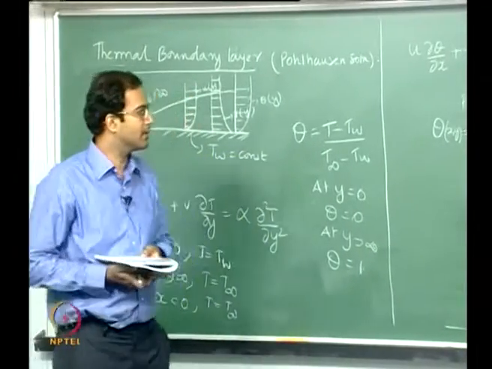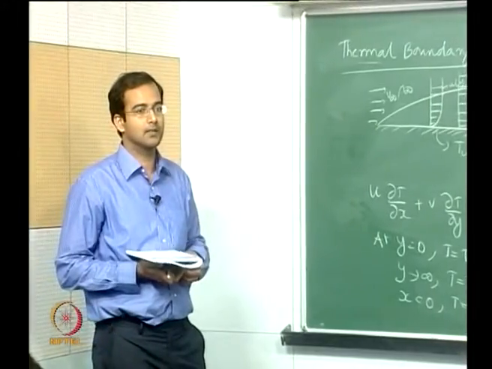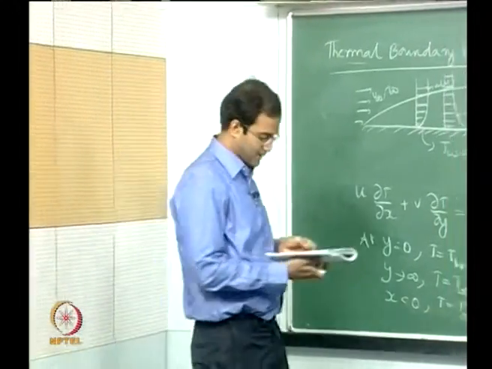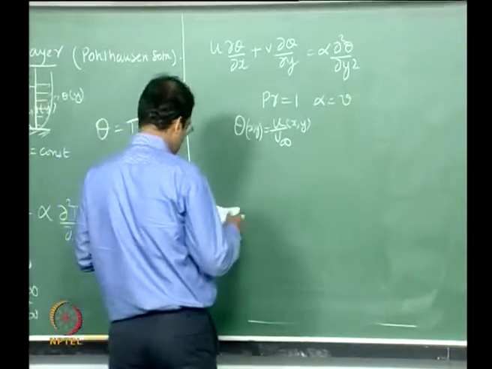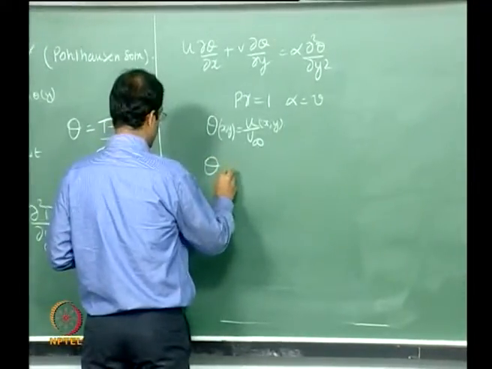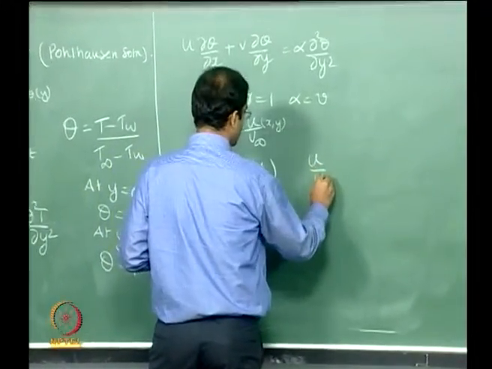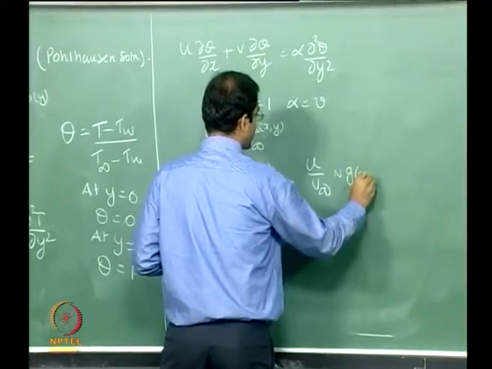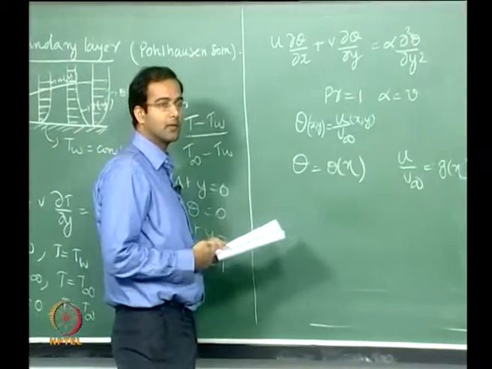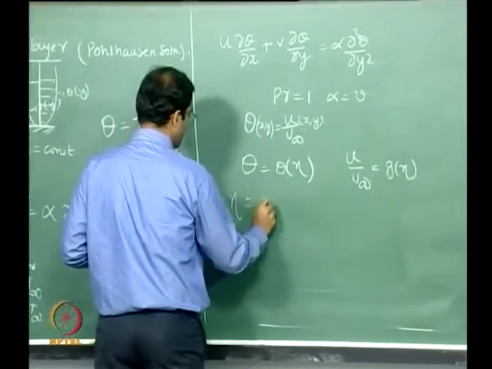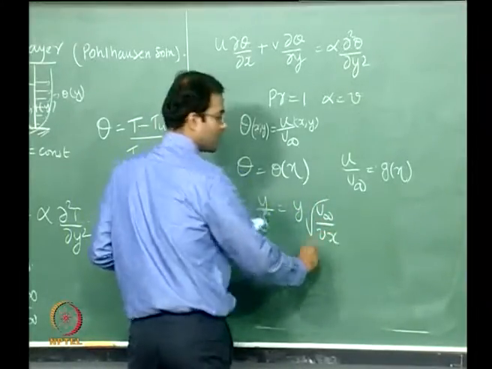However, he also guessed that for Prandtl number not equal to 1, we can still find some kind of a similarity solution. So what he did, as usual, was guess that theta is a function of eta, similar to the way that u by u infinity is a function of some g of eta. The same analogy applied and the same similarity variable he also used, where eta is y by delta, which is y square root of u infinity by nu x, which we have derived in the last class.